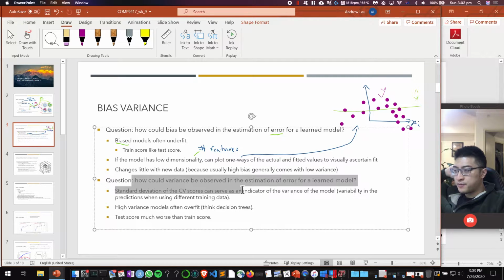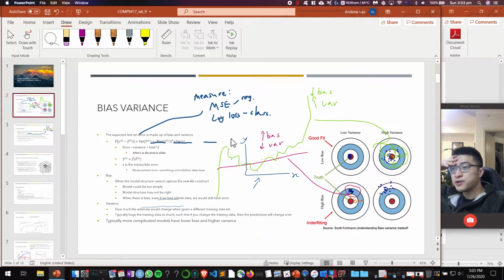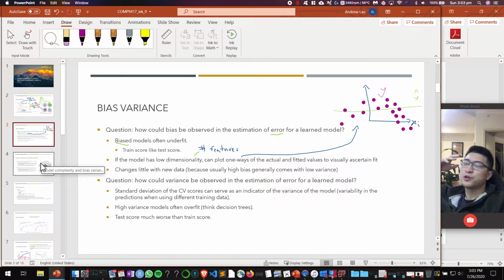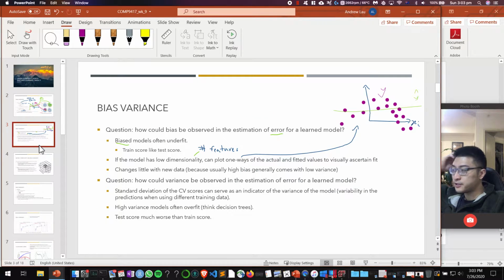How can variance be observed in the estimation of error for a learned model? There are a few different ways. One way I like is cross-validation: you can look at the standard deviation of the cross-validation scores, and this can be a bit of an indicator. Say each one of these is a cross-validated model. If these move a lot, that could be an indication of high variance in the model. If it looks more like this, it might be more like a low variance estimator, right?